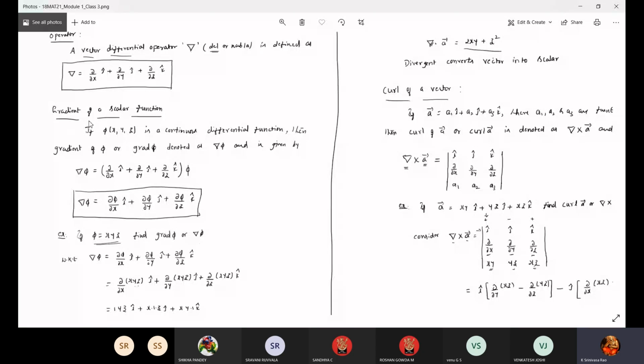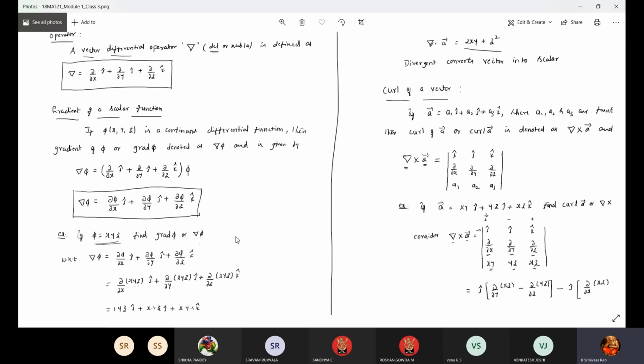Gradient is defined for a scalar field, and it is the usual multiplication with the operator, that is del phi, or grad phi. We call it the gradient of phi. Writing out del, dou by dou x i cap plus dou by dou y j cap plus dou by dou z k cap, multiplied by phi, you will get grad phi equal to dou phi by dou x i cap plus dou phi by dou y j cap plus dou phi by dou z k cap. So this is about gradient.